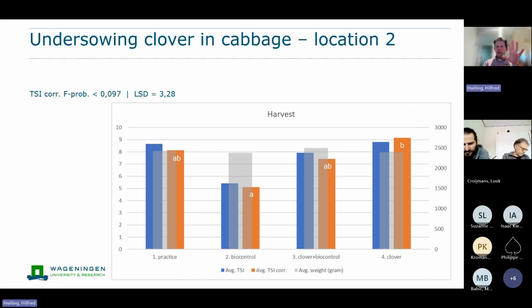The cabbages were harvested 3 months ago, so we really don't know exactly where we are now. But the statistics indicate that the results are at least fairly sound, and that there's something there in the clover cabbage thrips interaction. Put it like that.